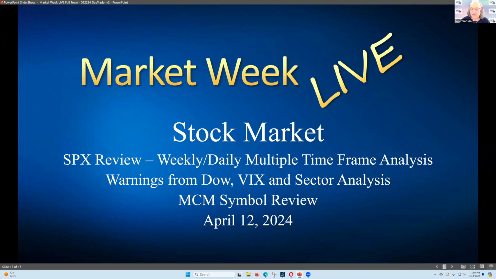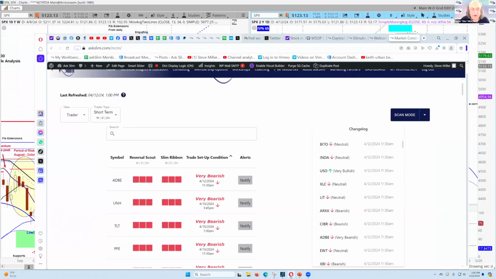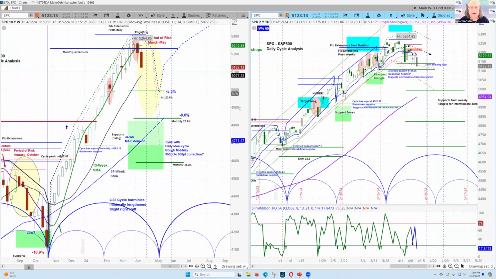We'll look at the VIX and we'll look at sector analysis, and we'll take a quick look at the market condition monitor symbol review so you get an idea of which are the strongest and which are the weakest stocks. So a lot that we're going to look at right now. We're going to start out by looking at the S&P 500.